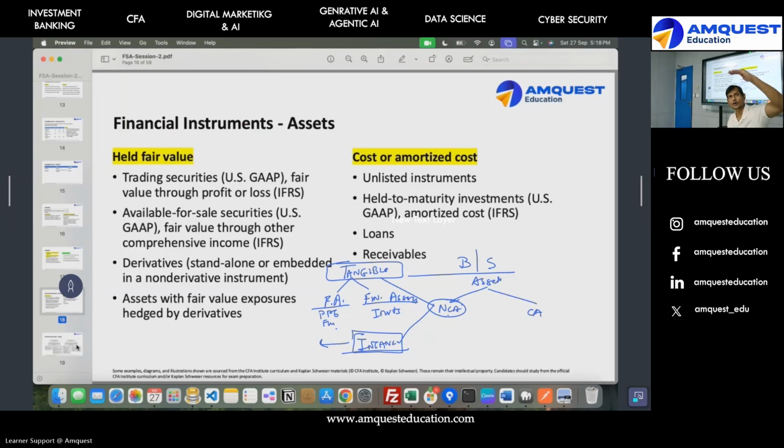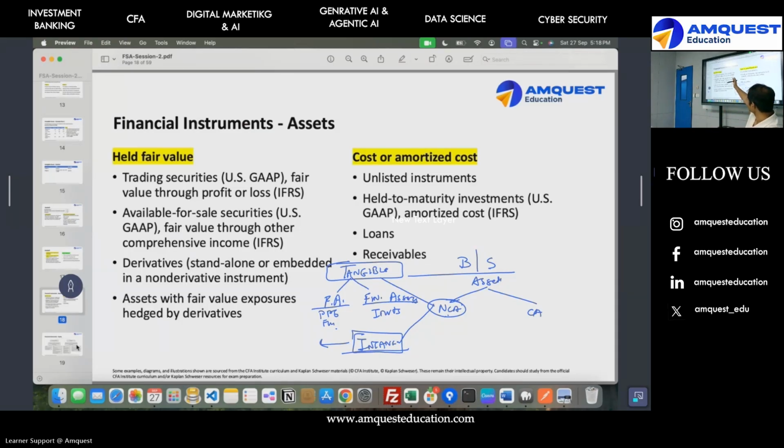Do you think debtors' value will go up or down? No, it's the same. You sold goods for 100, you will get 100 from him. You won't say, give me 120 tomorrow, 130 or 90. You will get 100 only. That's at cost. It's not fair value. Got it? So learn the difference.